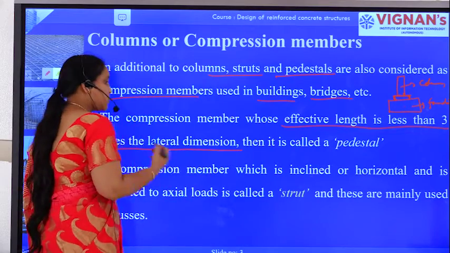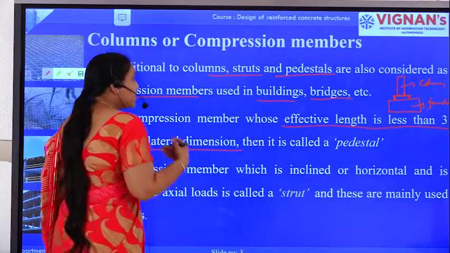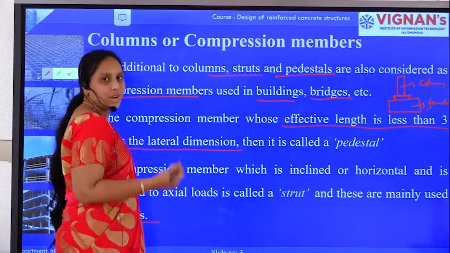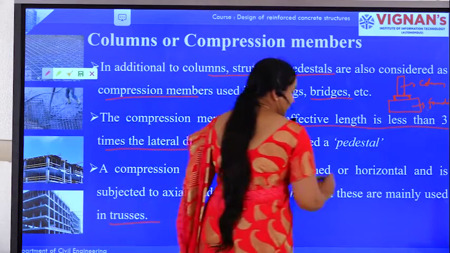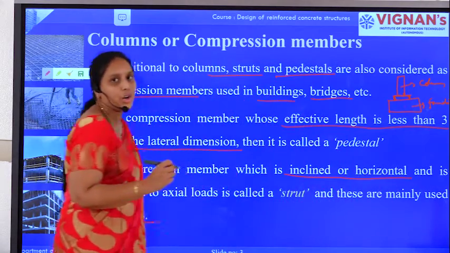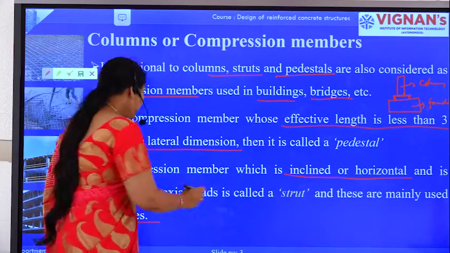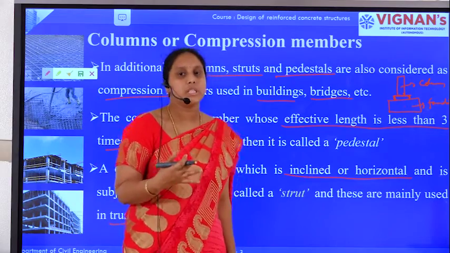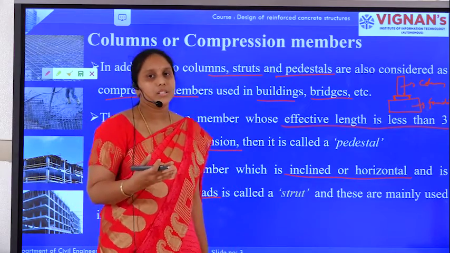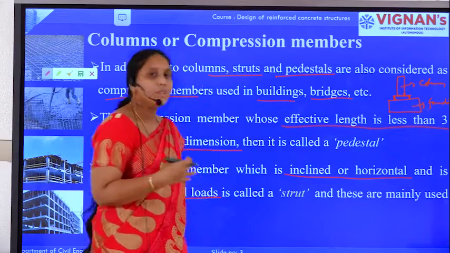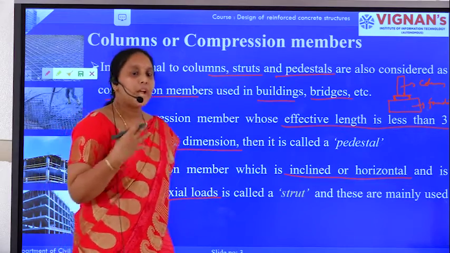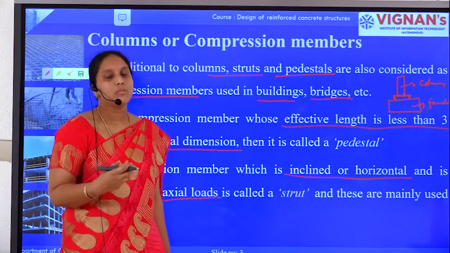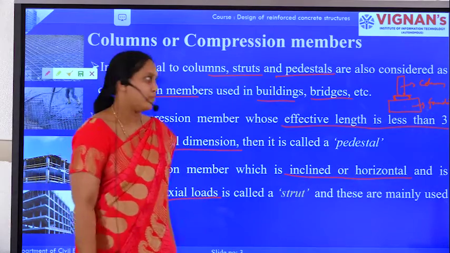And now, what is a strut? We can mainly see struts in trusses. A strut is a member, either inclined or horizontal, which is also subjected to axial loads, and we can mostly see these in truss members. So, along with columns, the pedestals as well as the struts also come under compression members.